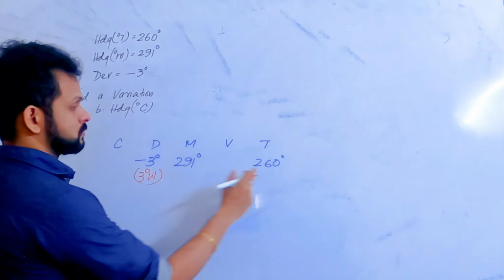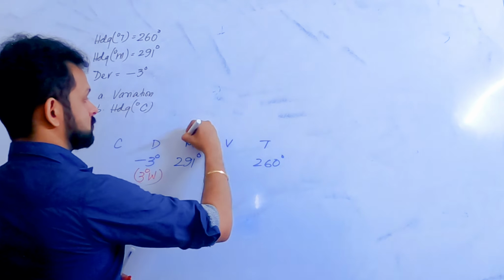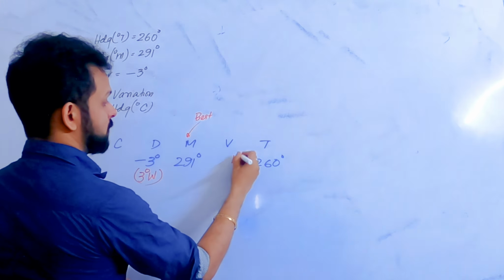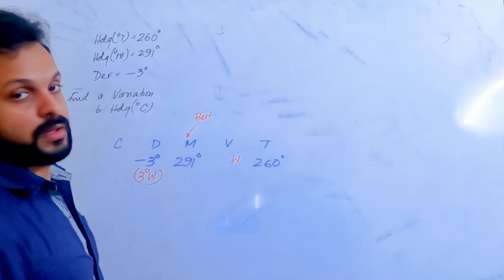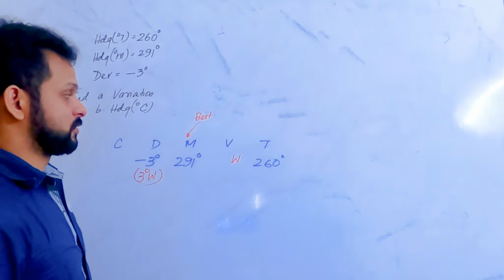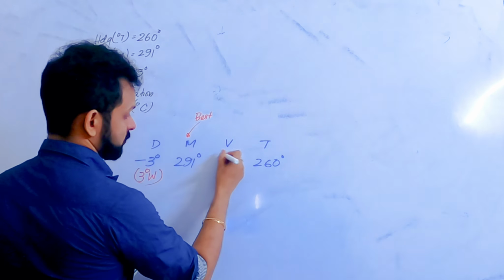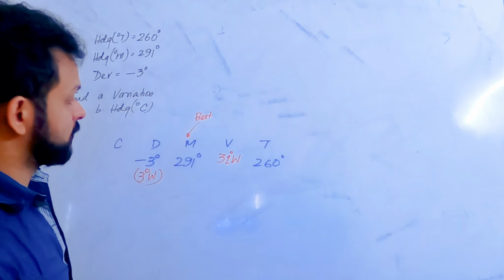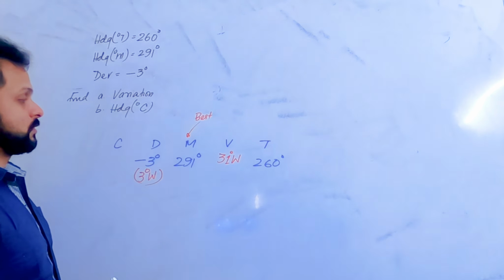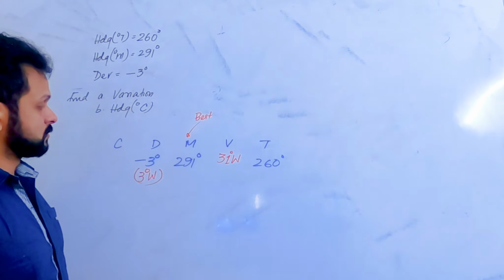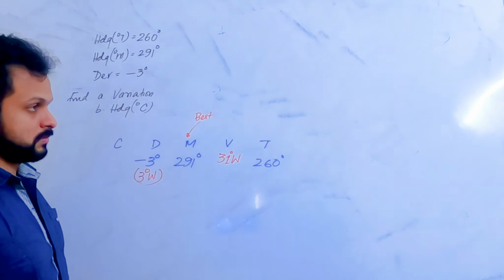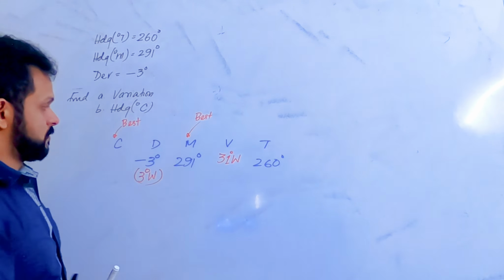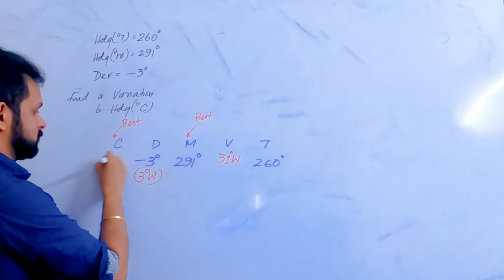If magnetic heading is more than true heading, then the variation is to be west. Magnetic is more, therefore the variation is west. And then we find the angular difference, 291 minus 260, which is 31. So 31 degrees west is your variation, a very high variation. And what about compass? Since our deviation is west, our compass heading is to be more. So it is 291 plus 3, 294 degrees.